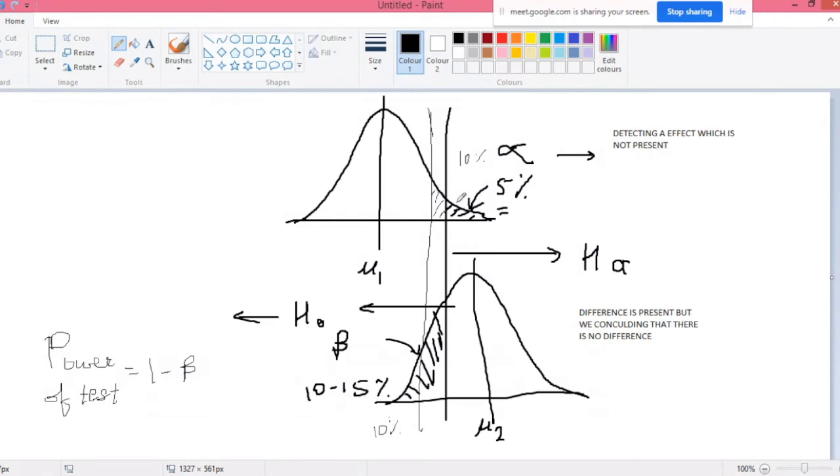Sir, how are these values decided? Like, what will be the value of alpha or beta, or is there any test for this, or is it a prediction type? I will just explain this.